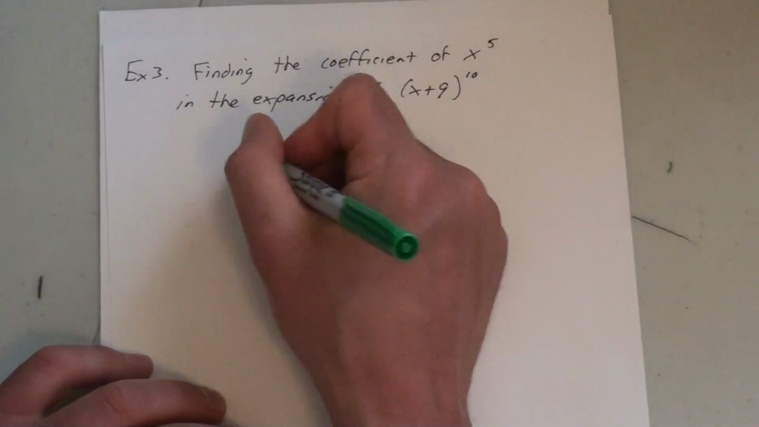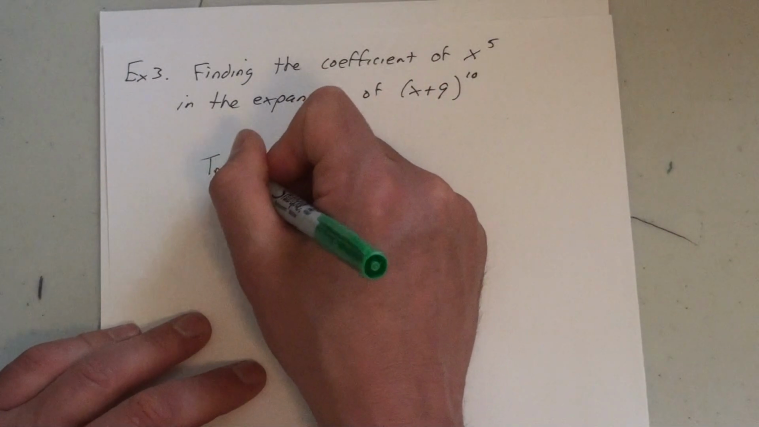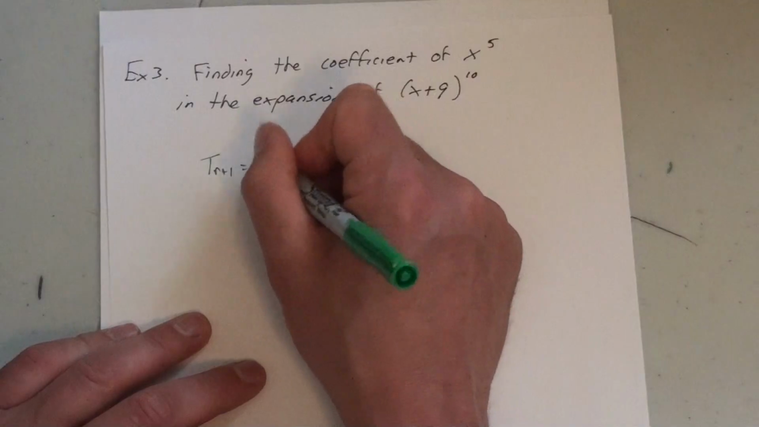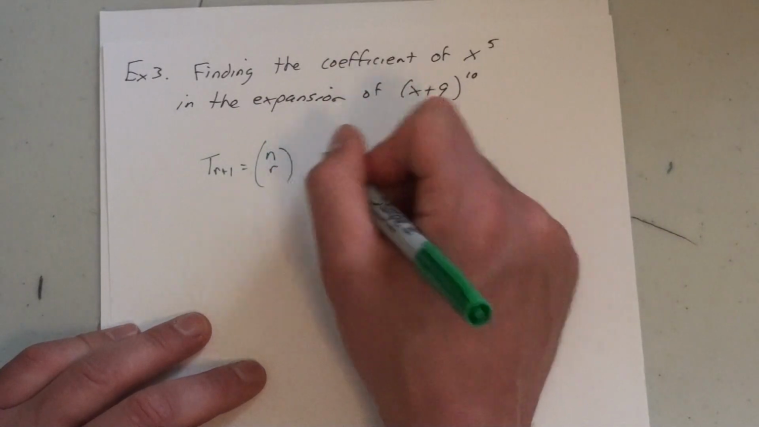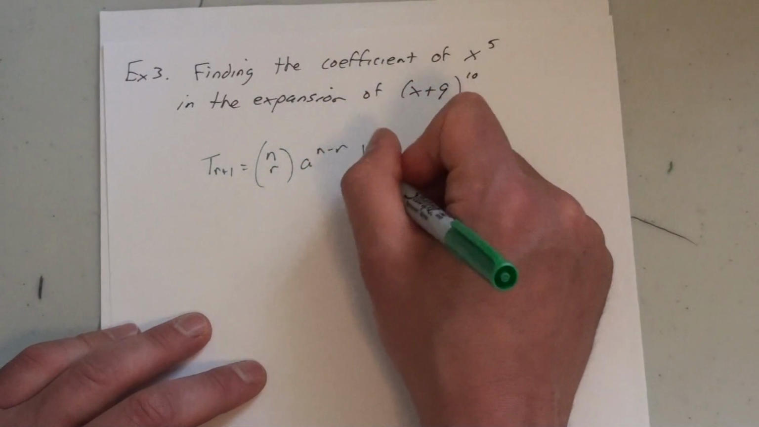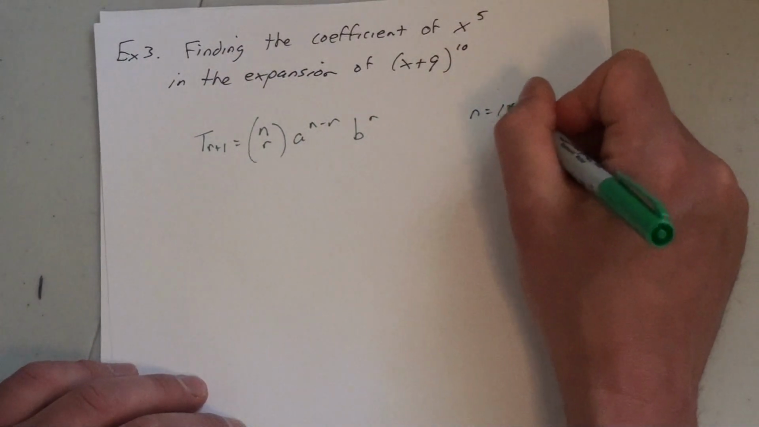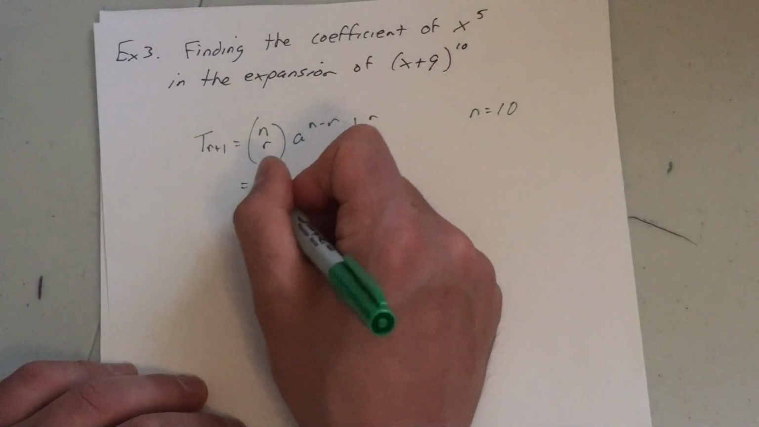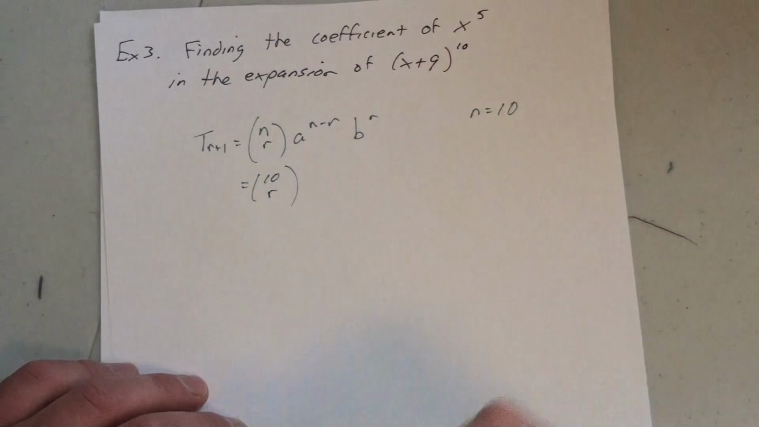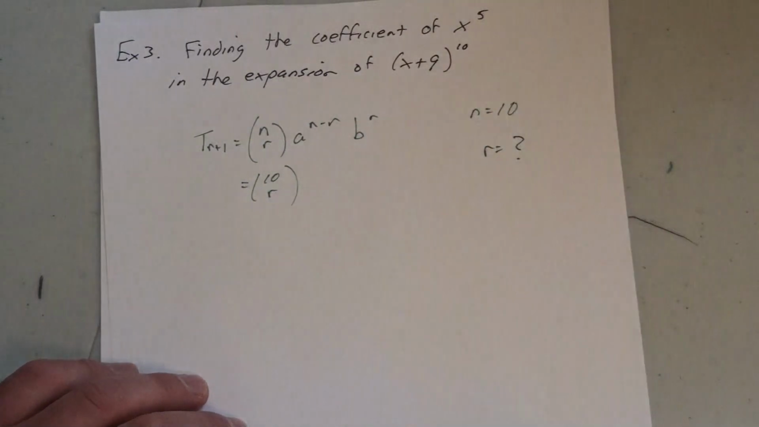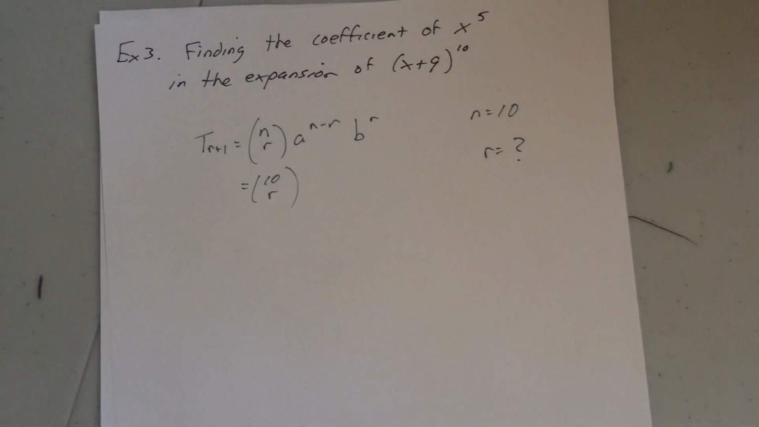But I'm going to have T r plus 1 equals n choose r, and I'm going to have my a to the n minus r, b to the r. Write my formula out first. Now I do know that n equals 10. Okay, that I know. So I'm going to have 10 and r. I do not know my r value. I do not know anything about it.